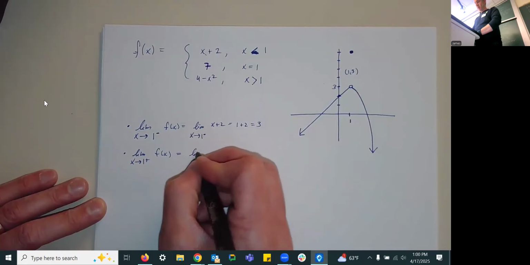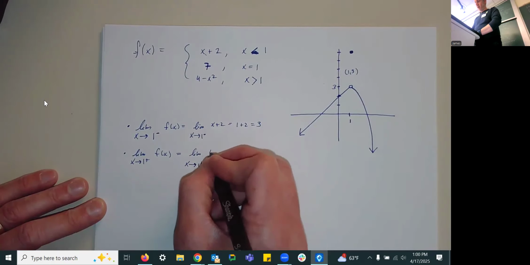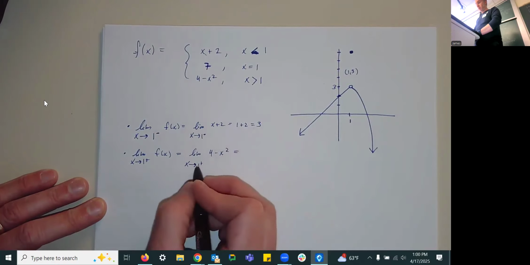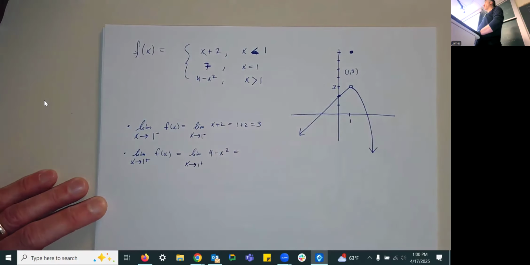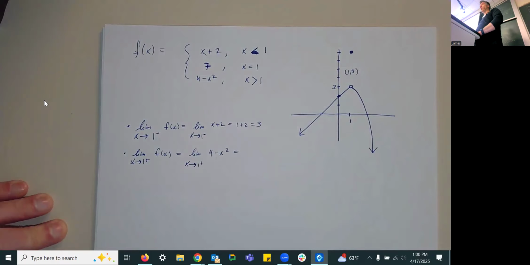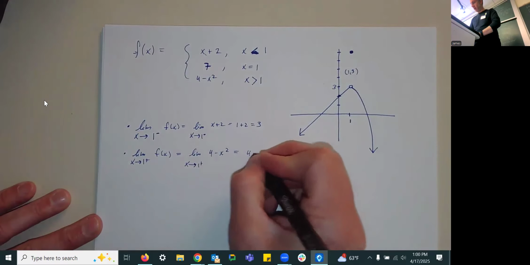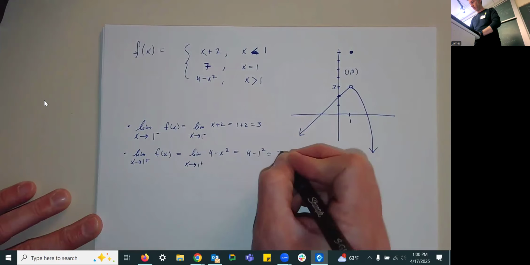So that's going to be the limit as x approaches 1 from the right of 4 minus x squared. Again, we're just plugging the 1 in for x. I want to point out, even though we're approaching 1 from the right or from the left, you're plugging in actually 1, not 1.1, not 1.01, not 1.0001. You're plugging in 1, because that's how limits work to get the value that we're getting close to. So that's going to be 4 minus 1 squared, which also is 3.